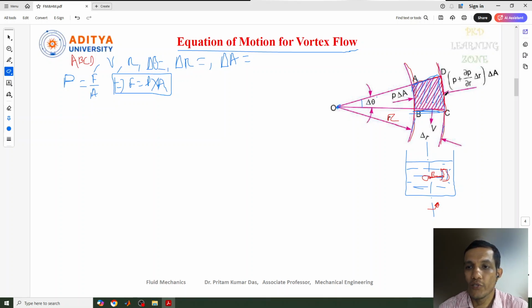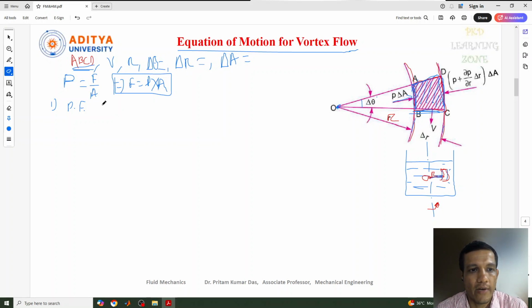Now let me tell you one by one the forces which are acting on this fluid element. First, I can consider the pressure force which is acting on the AB surface. In this ABCD fluid element we have two different surfaces, one is AB and the other is DC or CD. So one pressure force is acting from the inside part, that is P delta A. P delta A is the pressure acting on this fluid element, and delta A, as I told you, is the cross sectional area of this small element.